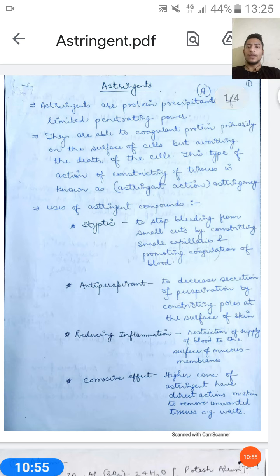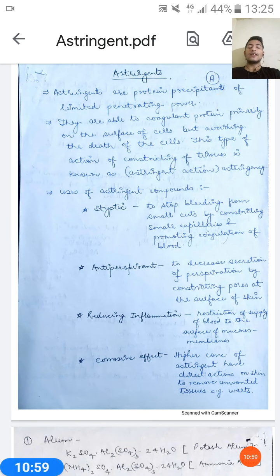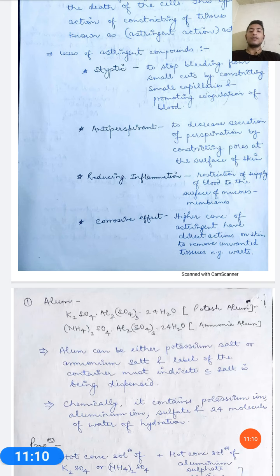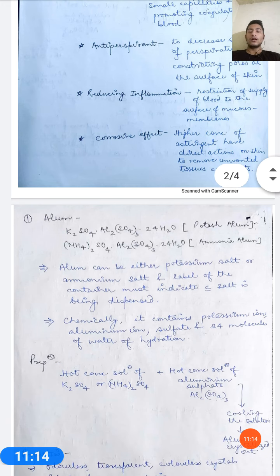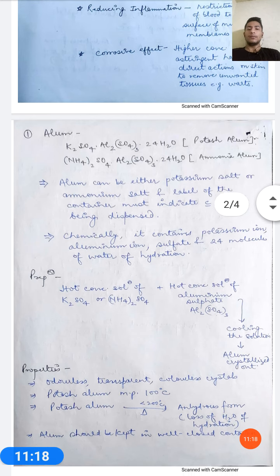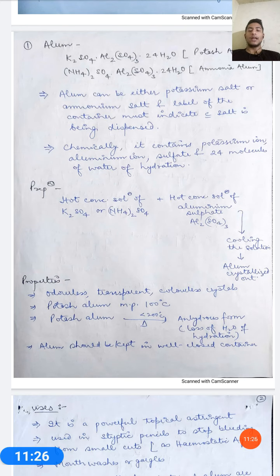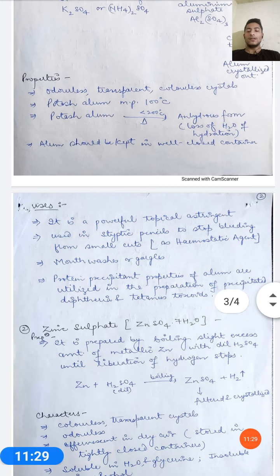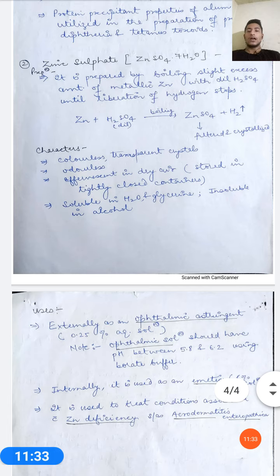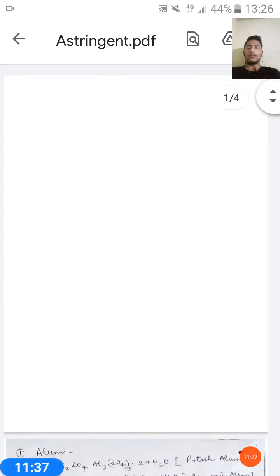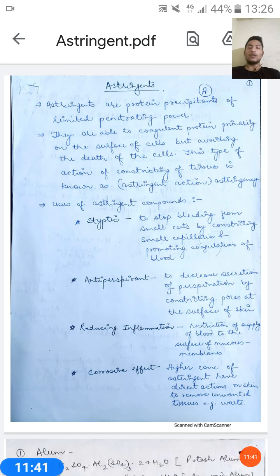Now what have we studied today? We studied astringents and their properties. Astringents, as I told you earlier, are protein precipitants. They are used in sepsis, antiperspirants, reducing inflammation and corrosive effect, and to remove unwanted skin or tissue. Then we discussed the official compound alum, which includes potash alum and ammonia alum, and its preparation from potassium sulfate or ammonium sulfate with aluminium sulfate. Its properties, uses, then zinc sulphate, which includes characteristics, preparation and uses. So this is all for today, and we have discussed many topics in earlier classes, like radiopharmaceuticals, contrast media, antimicrobial agents, antidotes, and respiratory stimulants.